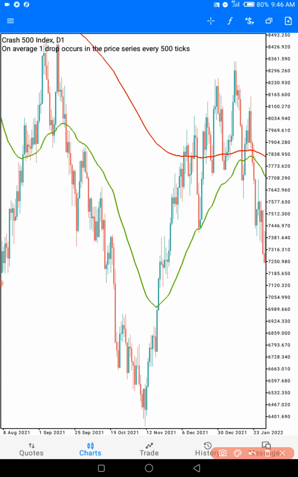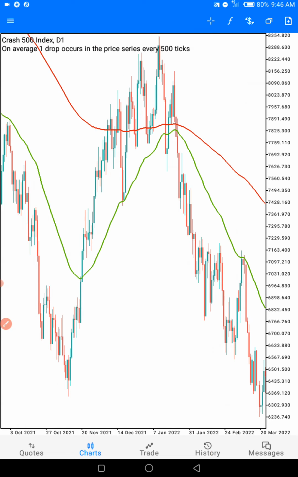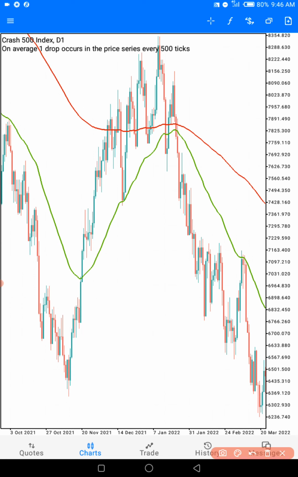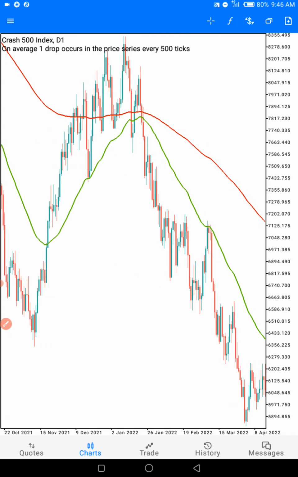Now look at another reaction. Now see what happened here. See, this is level. This is a similar thing we have here. So always watch out for these reactions, watch out for these zones, so that you'll be able to make maximum profit and better results trading in these indices.